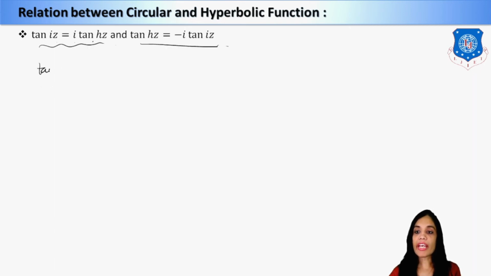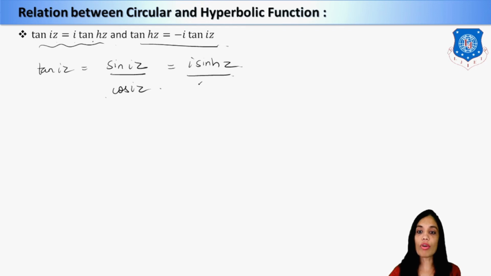So we know tan iz is sin iz upon cos iz. But what is sin iz? It is i sinh z, right? And this is cosh z. These two formulas we have just proved. So this can be written as i tanh z. So we have proved that tan iz is i tanh z. So the first identity is proved.